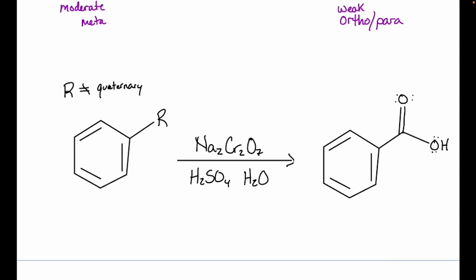Okay, we said these alkyl groups were weak ortho-para directors. What about benzoic acid? Yeah, so we got that carbonyl carbon bound to the ring. So this would be a moderate meta-director.